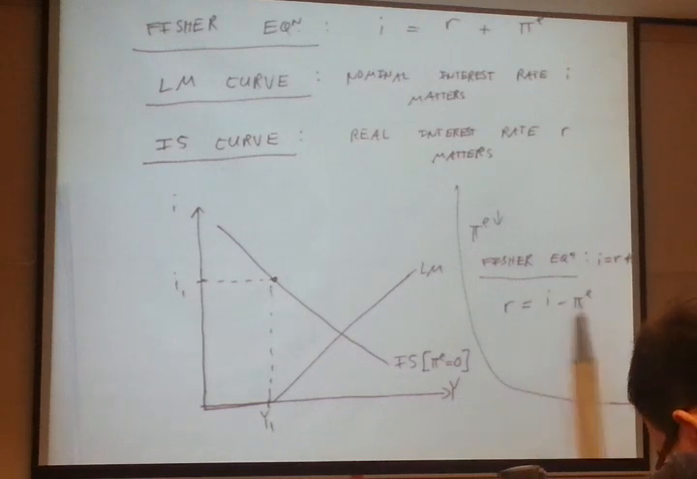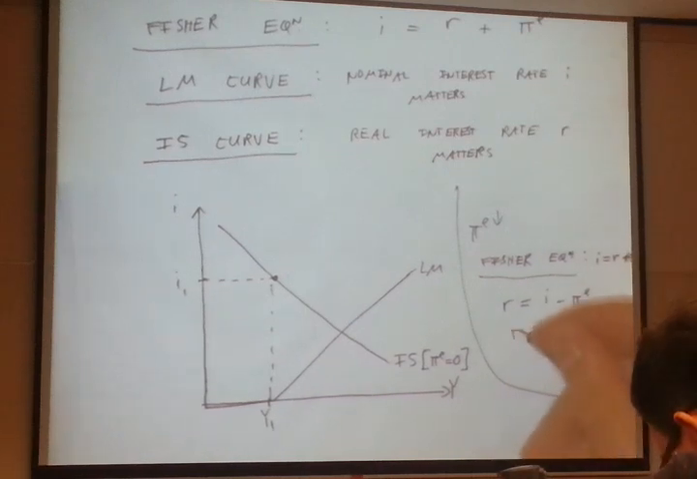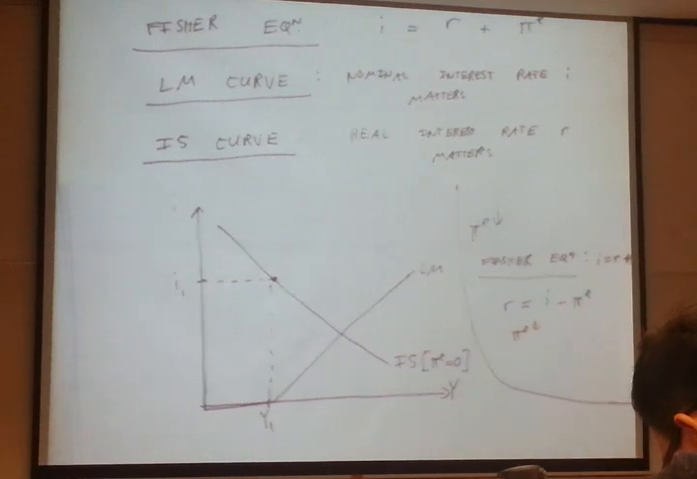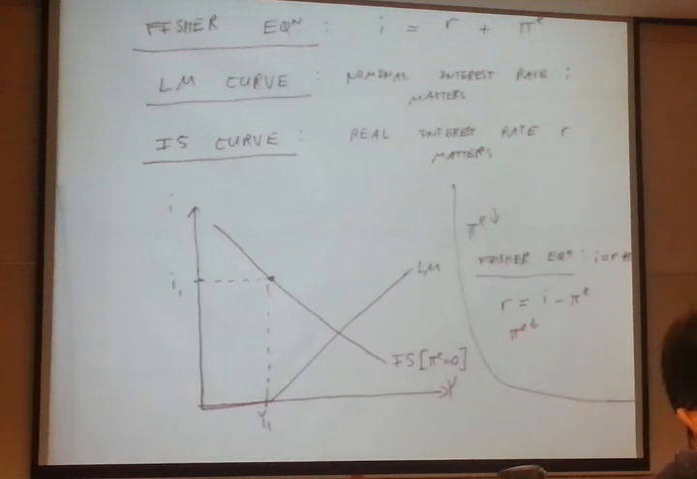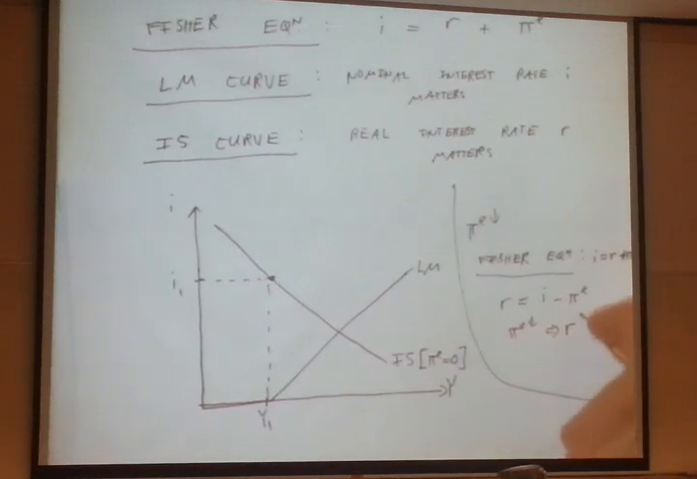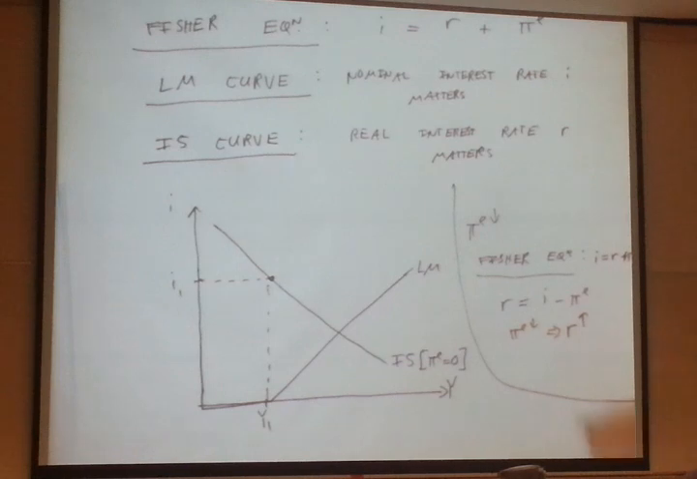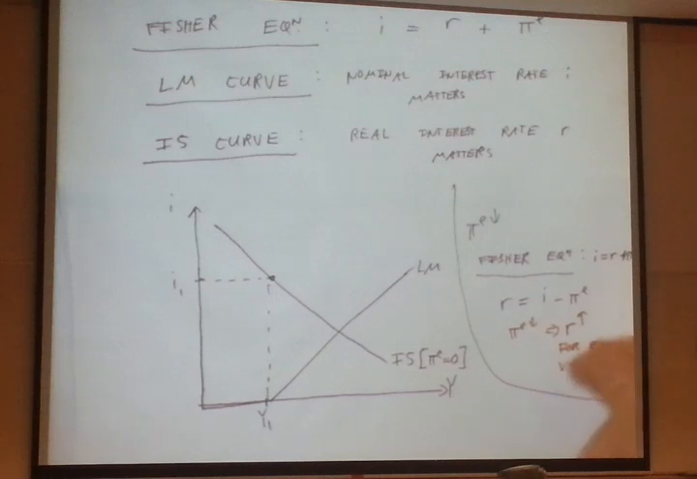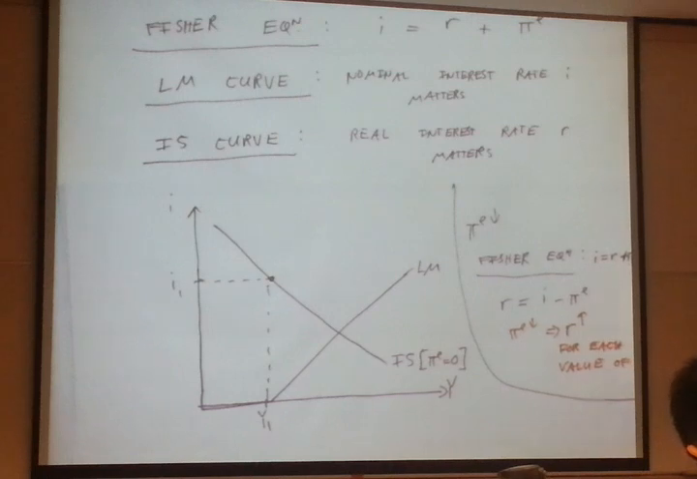What does the Fisher equation tell us? It tells us that as inflation expectations fall, for example, become negative, starting at 0, that tells us that real interest rates go up for each value of the nominal interest rate. Just like in our example. If the nominal interest rate stayed at 5, people started to expect deflation. That means effectively the real interest rate is larger than 5.